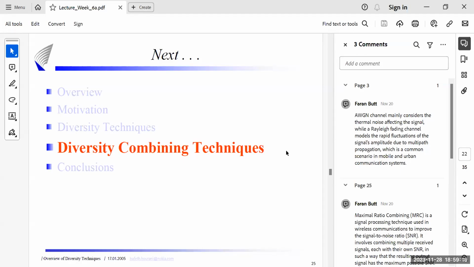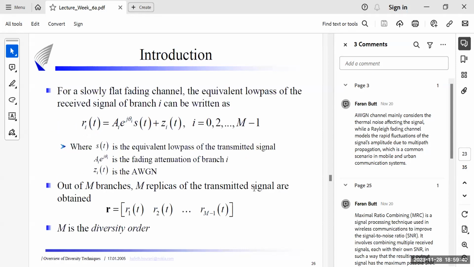Right. So, diversity combining techniques. We already know that diversity has a very important role to play in order to overcome the effect of fading. As fading is troublesome for us, we need to have diversity techniques. And then we need to know the diversity combining techniques, right? So how to combine the signal and get the relevant output.